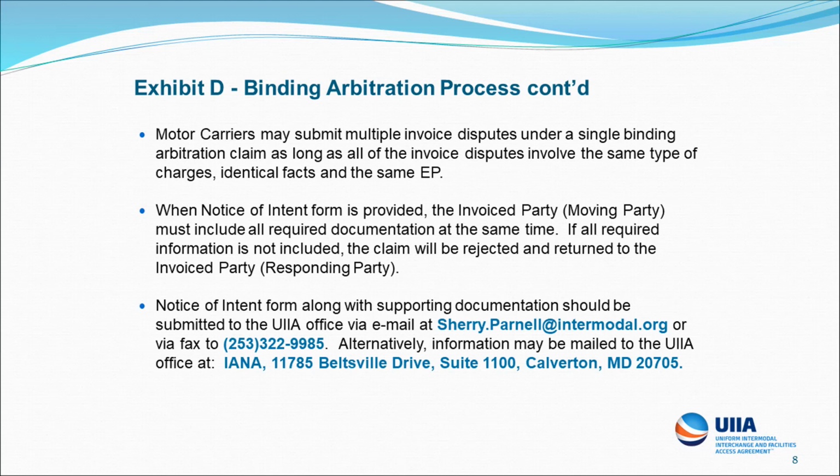If you have multiple invoice disputes with the same equipment provider, you can submit those all under a single binding arbitration claim as long as they're the same type of charges and they involve the same equipment provider. If you have per diem invoices with two or three equipment providers, then you would need to submit separate claims for each of those providers.